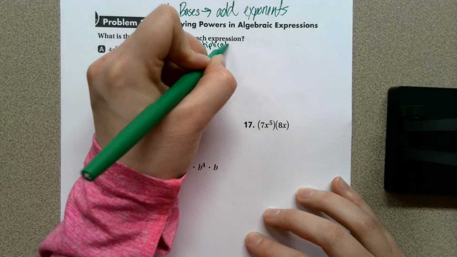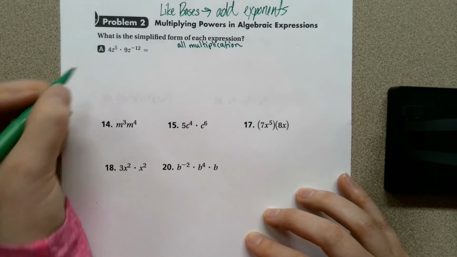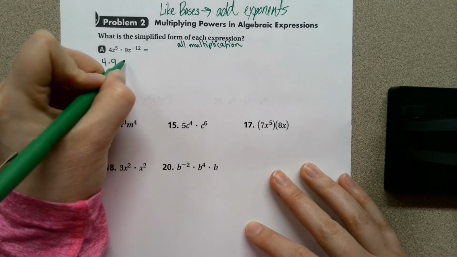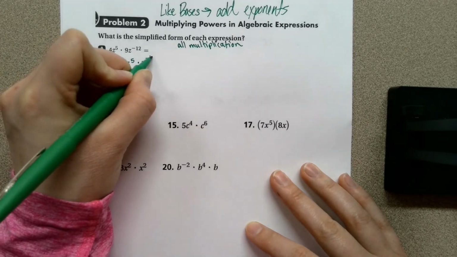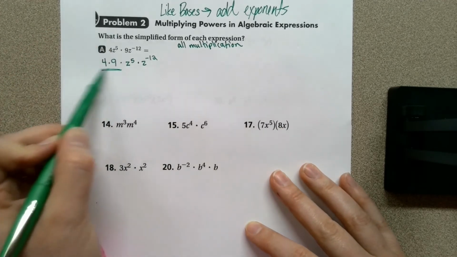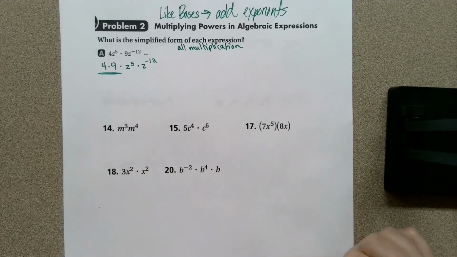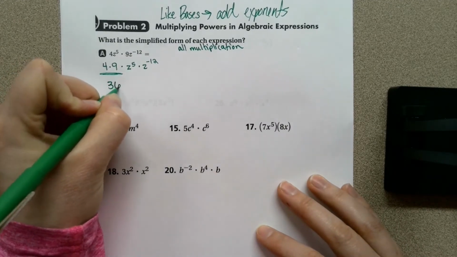Because of that, we can use the commutative property of multiplication and change the order. So what I'm going to do is say that it's really going to be 4 times 9 times z to the 5th times z to the -12th. I'm doing that because 4 times 9 is a simple multiplication problem that, before we included exponents, we knew how to do. So that's something that we will continue to multiply. We know that 4 times 9 is 36.